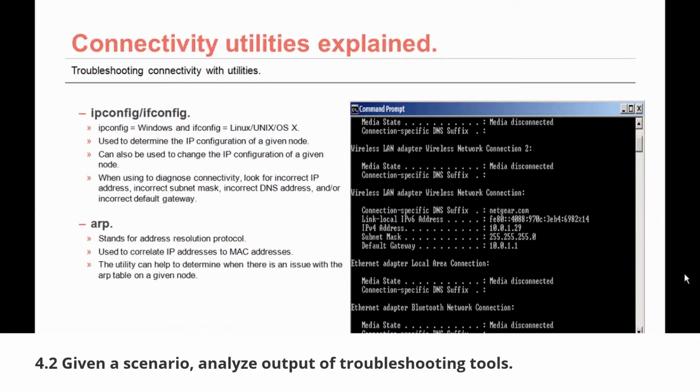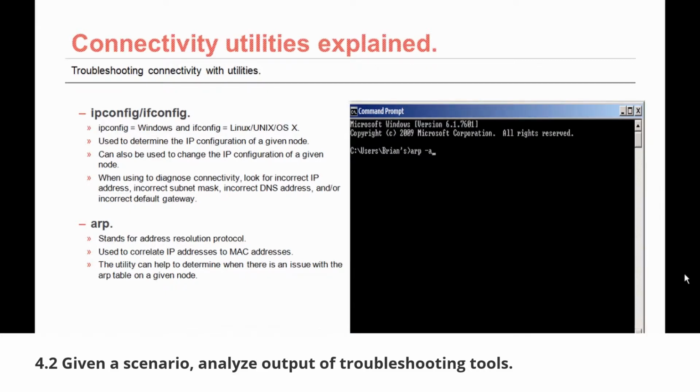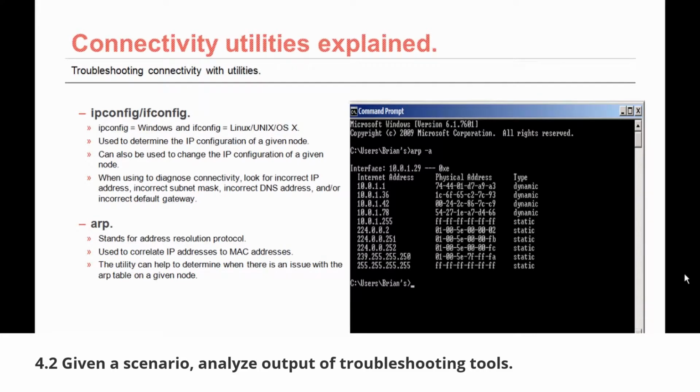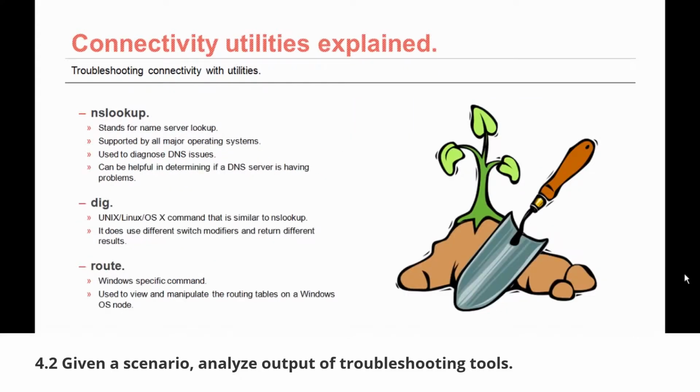Then there's ARP, which stands for Address Resolution Protocol. ARP is used to correlate IP addresses to MAC addresses. This utility can help to determine when there is an issue with an address resolution protocol table on a given node. Then we have nslookup.